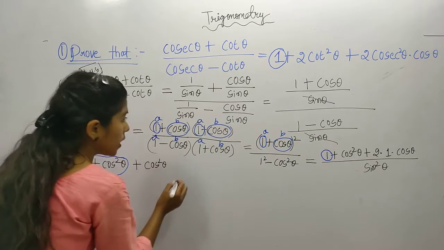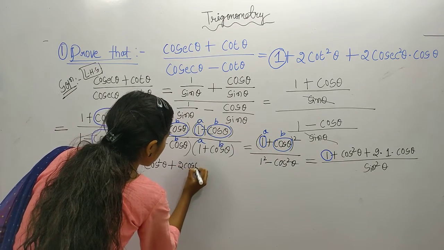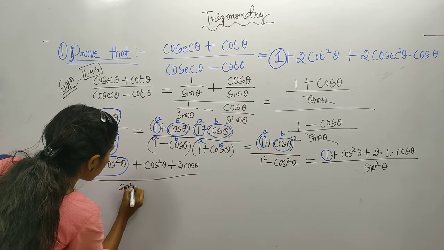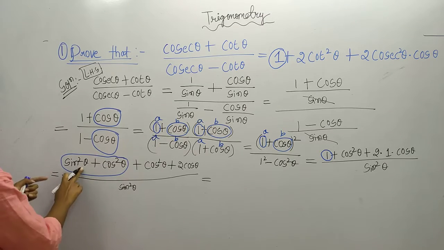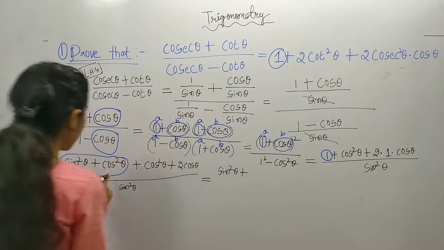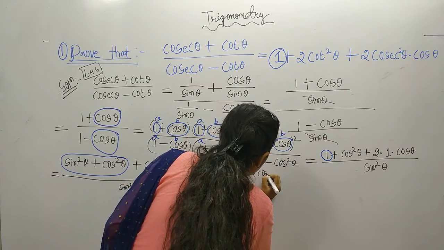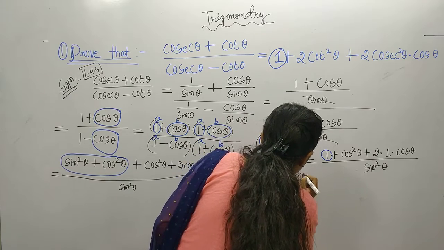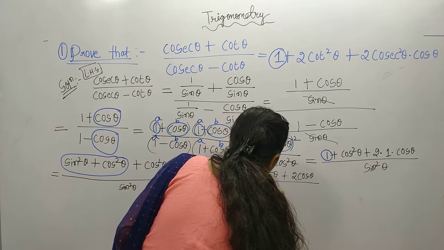Cos square theta. Next, plus 2 into 1 into cos theta, it means 2 cos theta divided by sin square theta. Okay, next you see here, over sin square theta, plus cos square theta plus cos square theta is 2 cos square theta. Next, plus 2 cos theta divided by sin square theta.